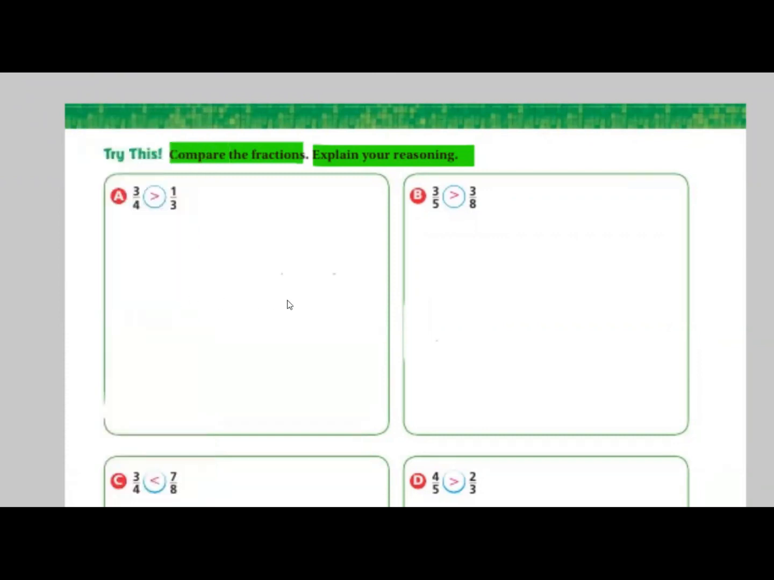I'm fine. Okay, letter A. Let's rewrite it: 3 over 4 and 1 over 3. How can we compare between them? Which is greater and which is smaller, Ali? We make scissors first.